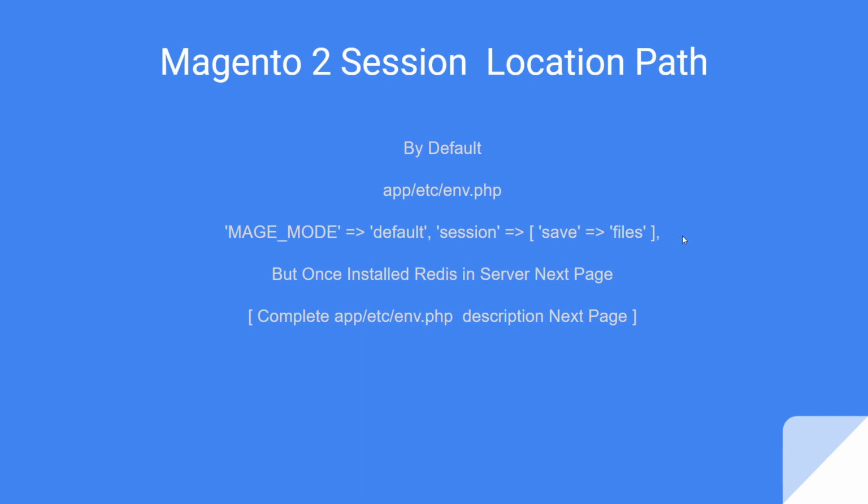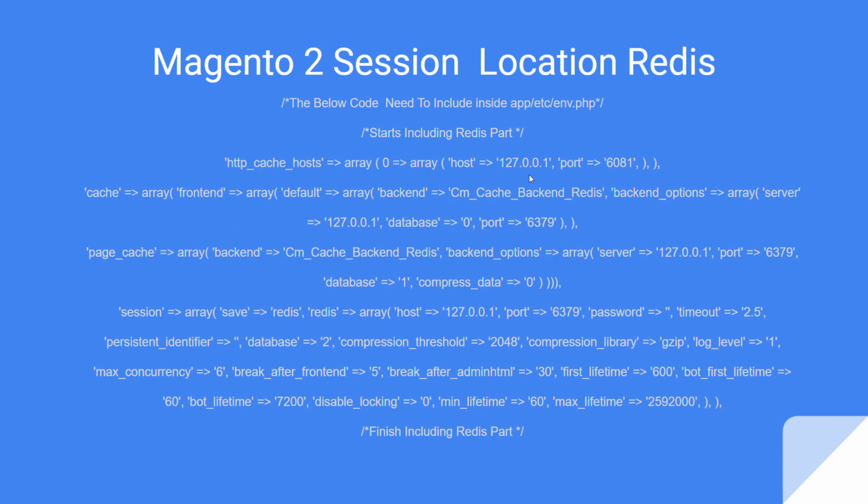But when you install Redis on the server to speed up your website performance, in this case the session is automatically stored inside Redis, because your website performance needs to increase. Let us go to the next page to see how the storage works. For this purpose we need to add these lines inside app/etc/env.php, so that our Magento 2 website works fast by using the session in the Redis server.